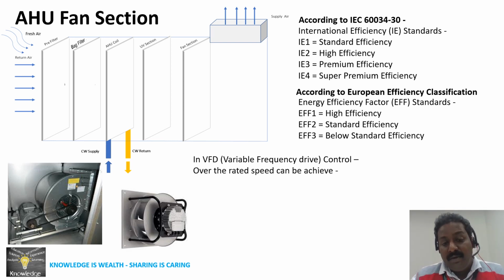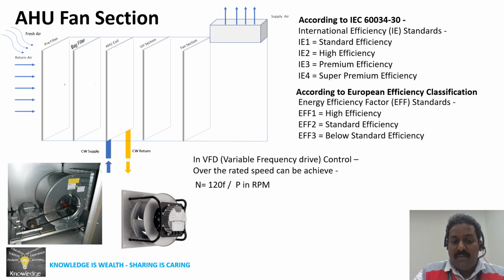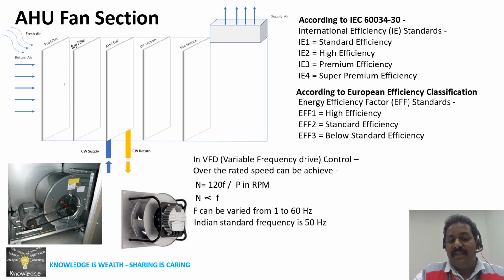But in a variable frequency drive, we can go beyond the rated speed, because the speed formula is N = 120f/P. N is the speed, 120 is the constant, f is the frequency, and P is the number of poles in the motor. So speed is directly proportional to frequency. If frequency increases, speed also increases. Frequency can be varied from 0 to 60 hertz, but our Indian standard frequency is 50 hertz, so the motor will deliver rated speed at 50 hertz.